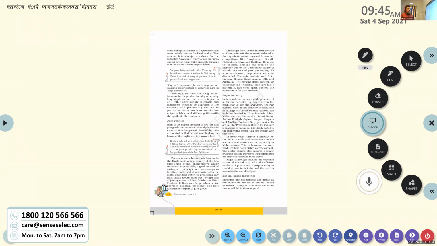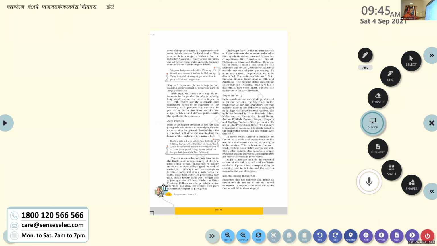Underline that. Most of the jute producing areas are located in the state of West Bengal, mainly along the banks of the Hooghly River. The Hooghly River basin is well known for its jute fields, producing jute. It's a narrow belt, not a broad one, along the river bank, where we are able to find the jute producing areas.